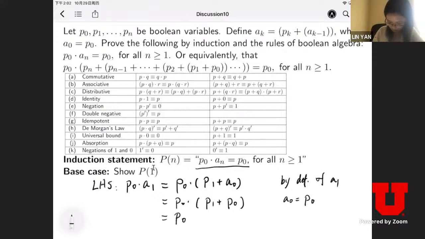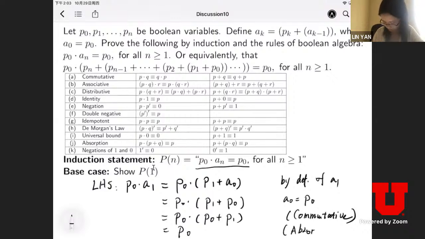And then P0 times (P0 plus P1). This is by commutative. Then it is equal to P0. This is by absorption. Now we proved it is equal to the right-hand side. So P1 is true.